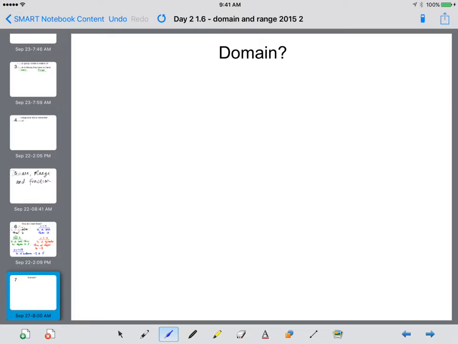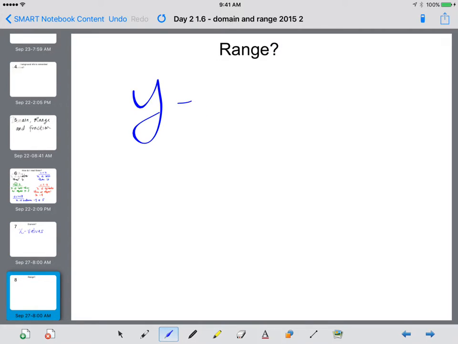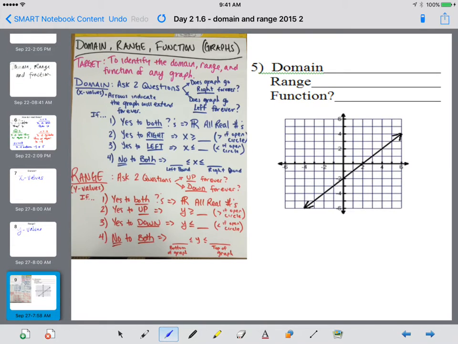Let's review some key items. Remember, our domain represents the x values, and the range represents our y values. Now, as we get going into these examples, again, pause the video now if you don't have your worksheet for number 23. It has all the examples that we are going to go over.